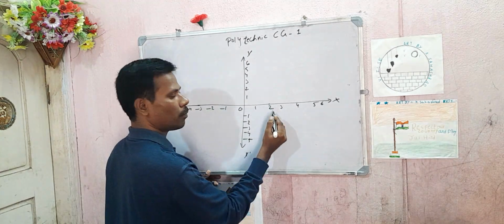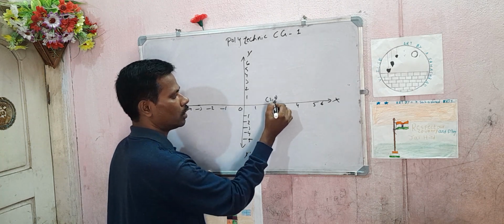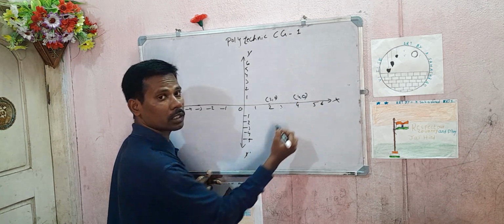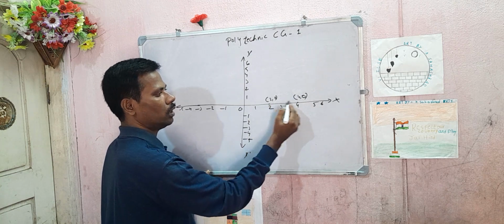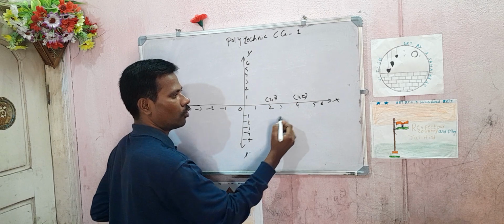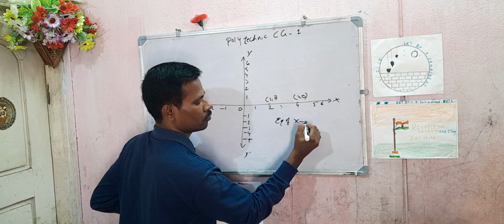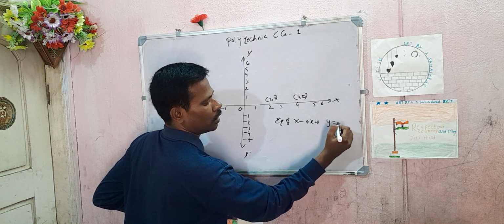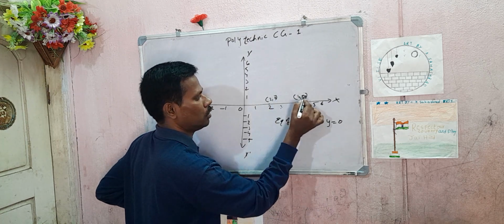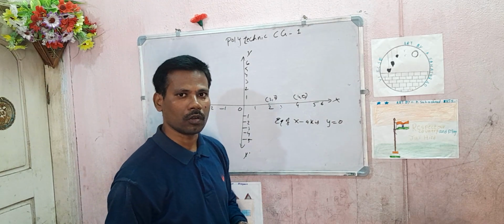Suppose I want to mark a point here, this can be written as x coordinate is 2, y coordinate is 0. Suppose I want to mark a point here, x coordinate is 4, y coordinate is 0. So everywhere like this, you observe here y coordinate is 0. Therefore, equation of x axis is y is equal to 0. Equation means something is equal to. Here always y is equal to 0. Equation of x axis is y is equal to 0.